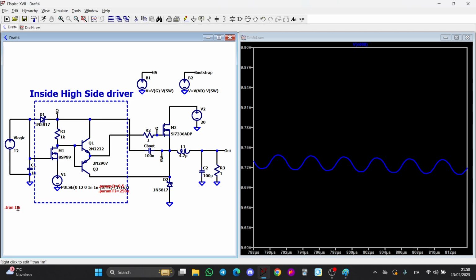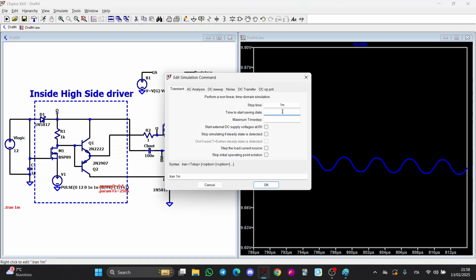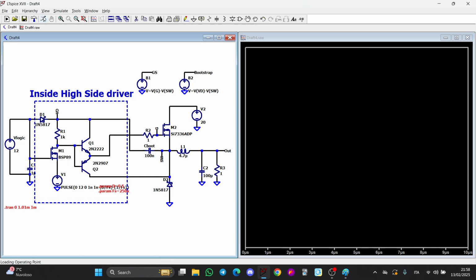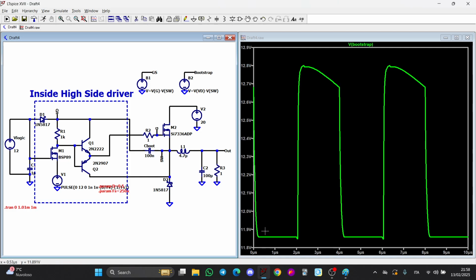And then we have to reduce the window. We start from 1 milli and we stop at 1.01 milli. Run. Okay, so let's first see the Bootstrap. As you can see, the Bootstrap capacitor is swinging in between 11.9 and 12.8.